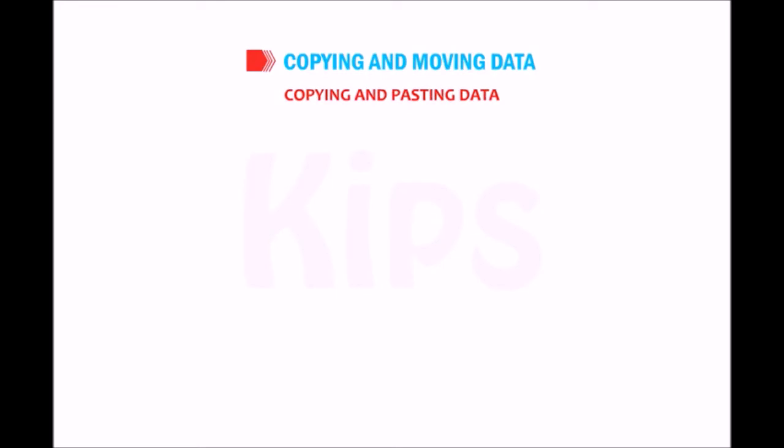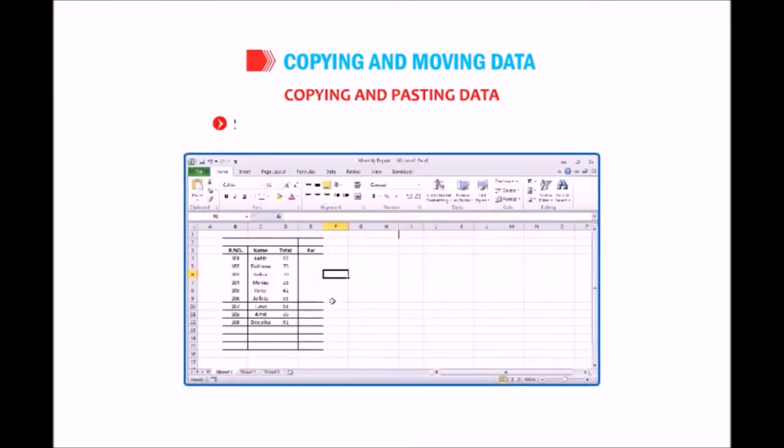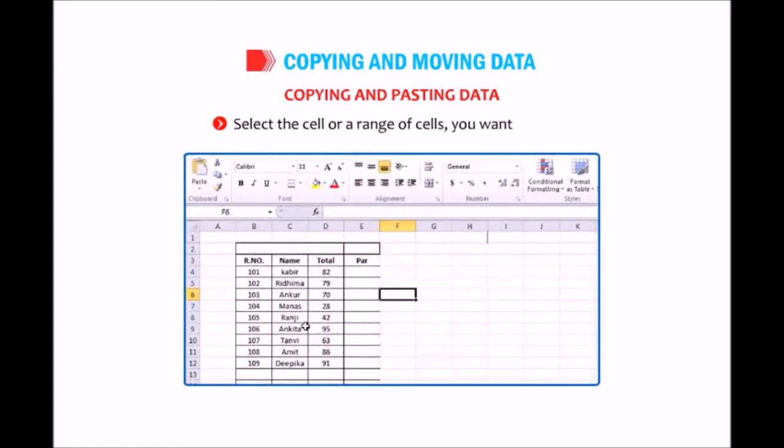Copying and pasting data. Select the cell or range of cells you want to copy. For example, B4 to D4. Click on the Copy button in the Clipboard group. The moving dashed line will appear around the selected cells.